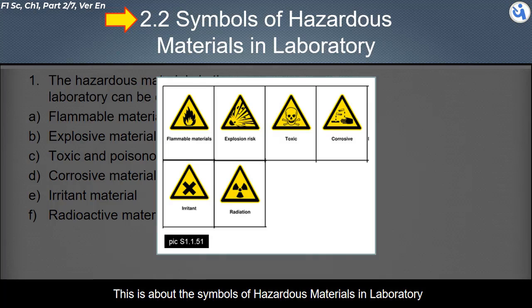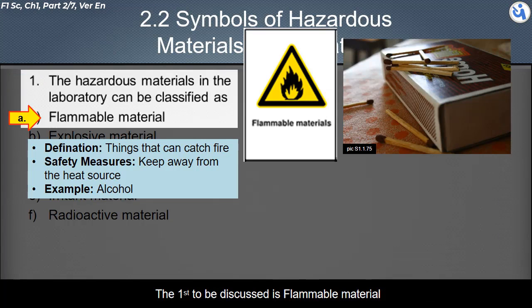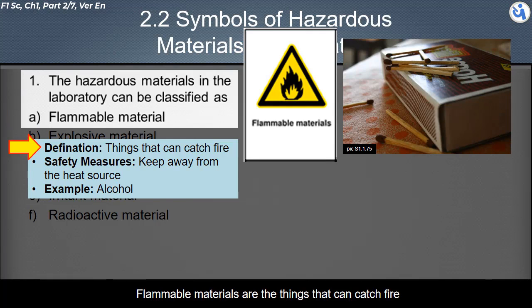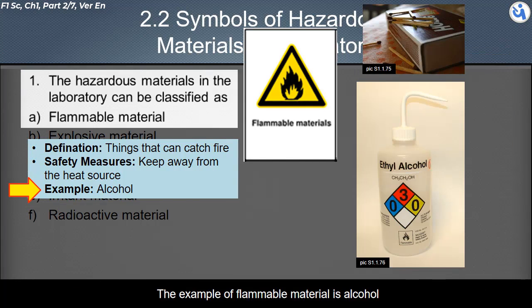This is about the symbols of hazardous materials in the laboratory. In general, the hazardous materials in the laboratory can be classified as the following items. The first to be discussed is flammable material. Flammable materials are things that can catch fire. For safety measures, we must always keep them away from heat sources while we store them. An example of flammable material is alcohol.